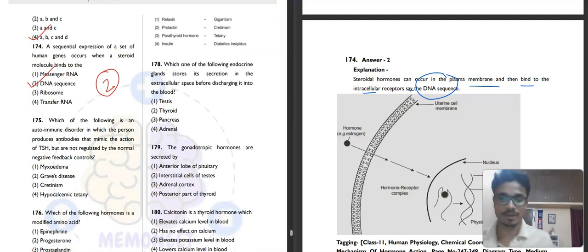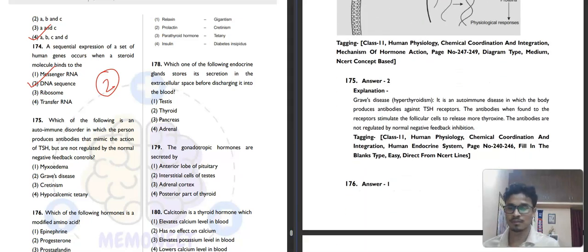Then question number 175. Let's read what it says. Which of the following is an autoimmune disorder in which the person produces antibodies that mimic the action of TSH, thyroid stimulating hormone, but are not regulated by the normal negative feedback control? So it is known as Graves' disease. So the second option will be our correct answer for this question.